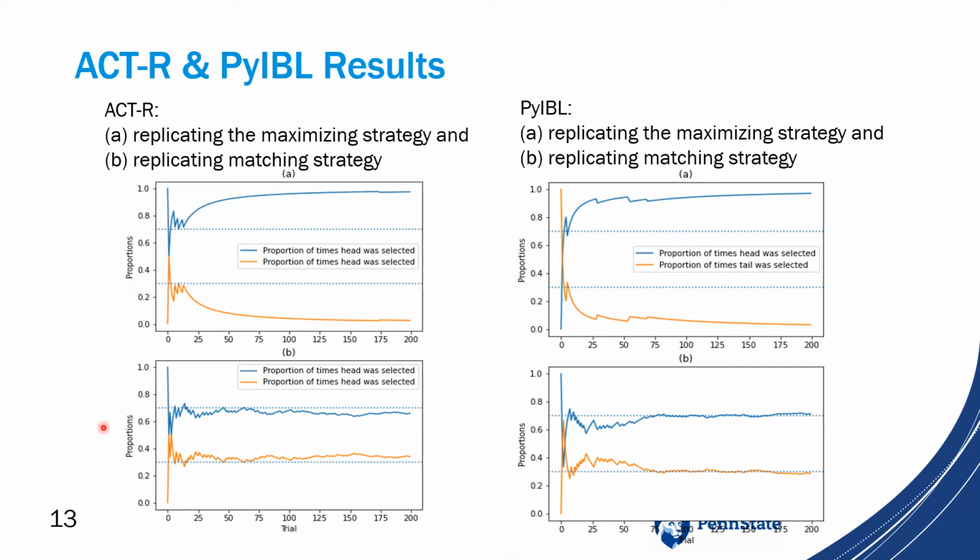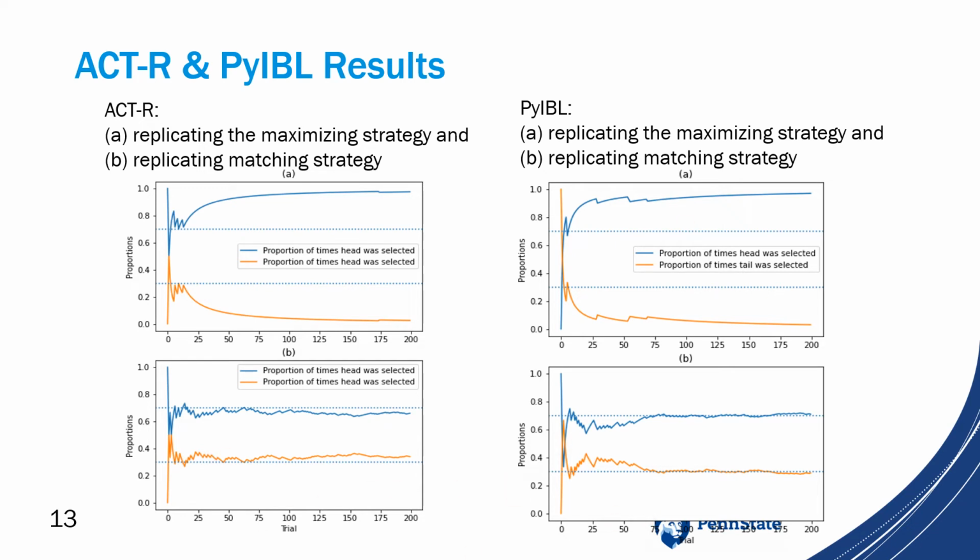In the figures you see here, the y-axis is the proportion of the head if the line is blue, and tail if the line is yellow, and the x-axis is basically the iteration number. As can easily be seen here, with the right set of parameters, both ACT-R and PyBLE are capable of replicating the maximizing strategy, the two upper figures, as well as replicating the matching strategy, which are the figures at the bottom.